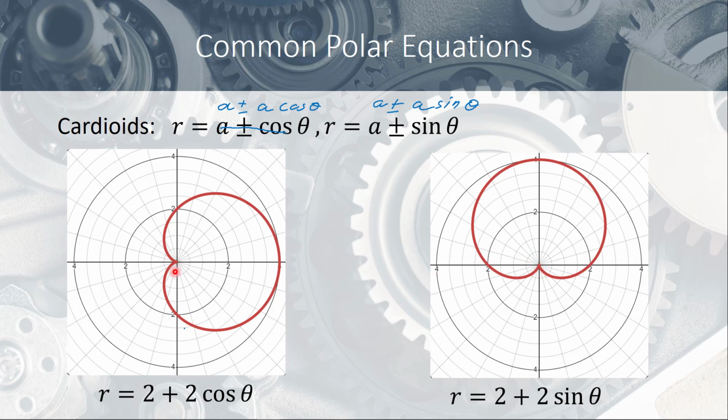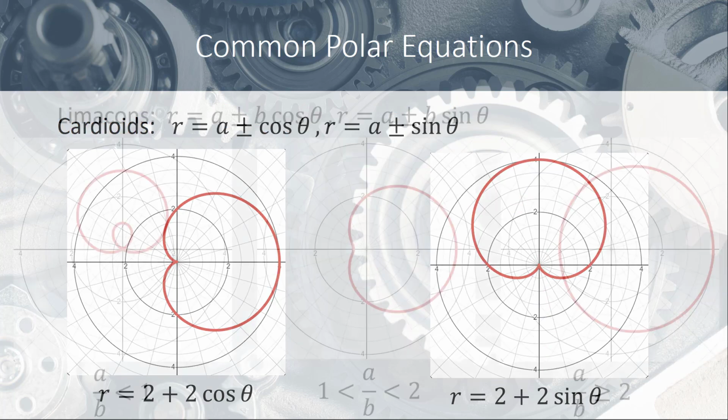Also notice that if a was negative, instead of going along the positive x-axis for cosine, it would go along the negative x-axis for cosine. And if a was negative for the sine, it would go along the negative y-axis instead of the positive y-axis.